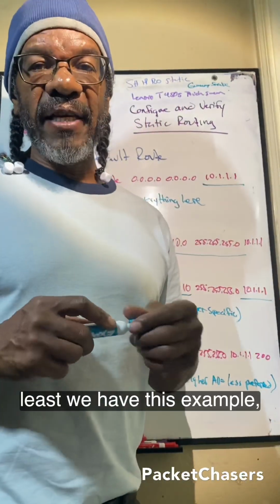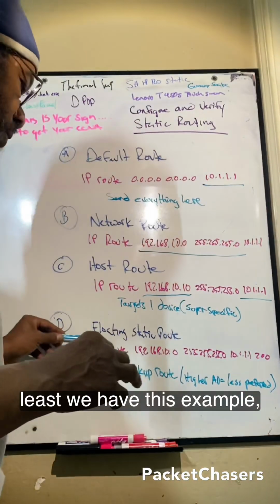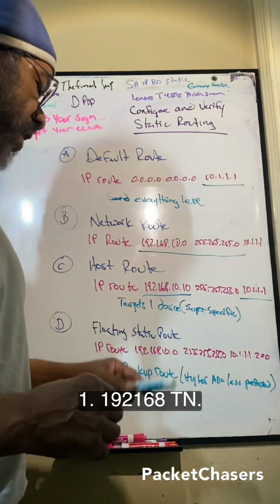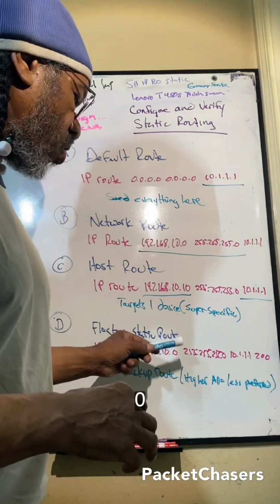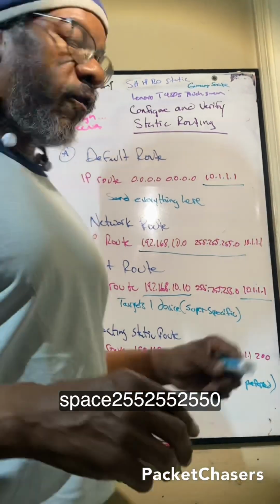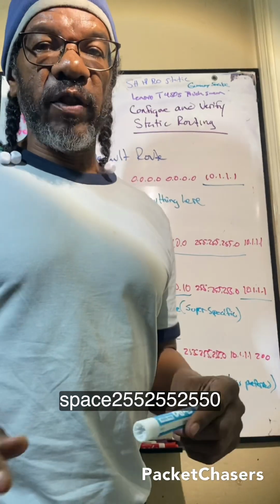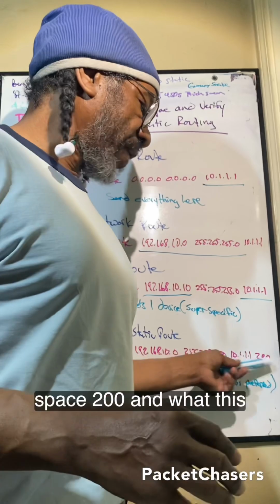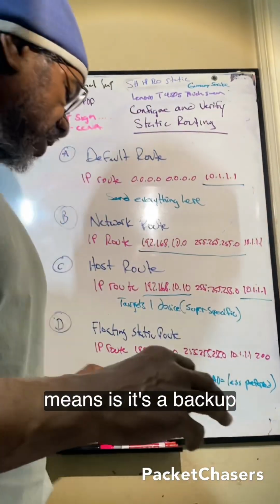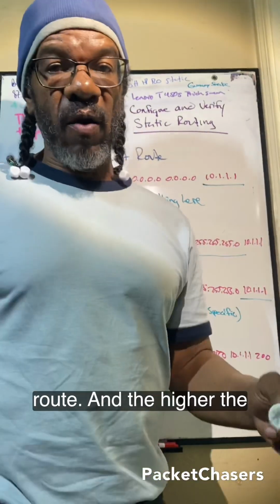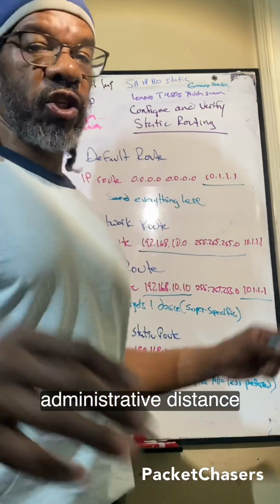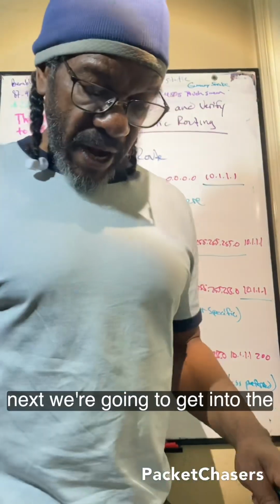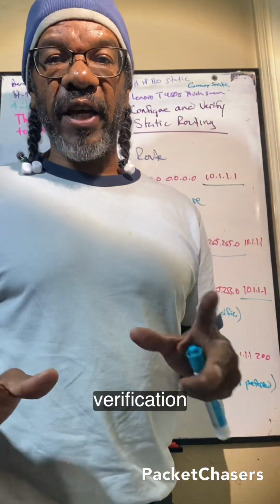And last but not least, we have this example, which is a floating static route, ip route 192.168.10.0 255.255.255.0 10.1.1.1 200. And what this means is it's a backup route, and the higher the administrative distance means it's less preferred. Next, we're going to get into the verification commands.